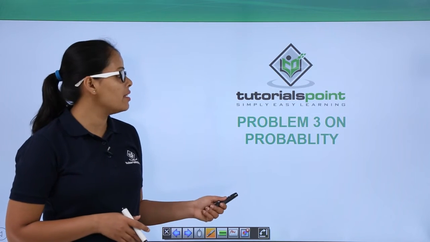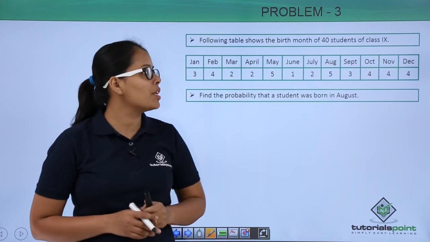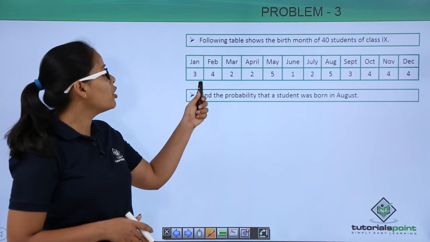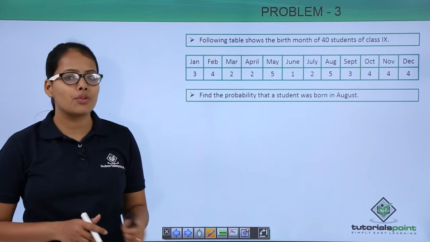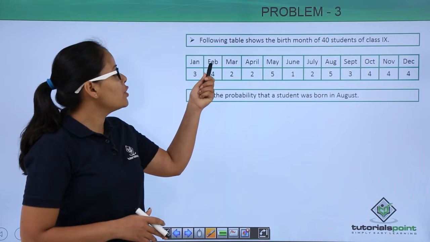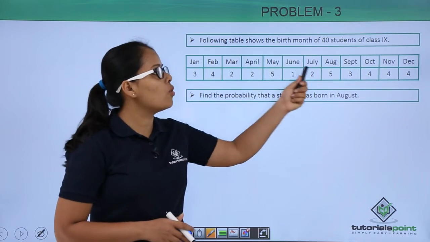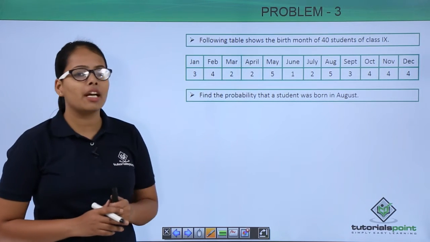This problem says, the following table shows the birth month of 40 students of class 9th. So this table is the birth of 40 students. In the month of January, 3 students were born. In the month of February, 4 students were born. In the month of March, 2 students were born, and so on. In the month of December, 4 students were born. So this is the data given to you.